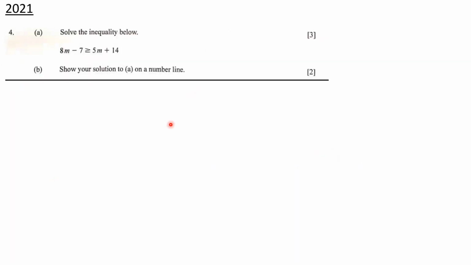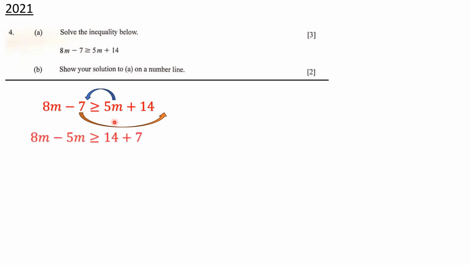We have 8m minus 7 is greater than or equal to 5m plus 14. The first thing we're going to do is send the negative 7 over. We're going to send the 5m over. And then we're going to send the negative 7 not over the equal sign, but over the inequality sign.